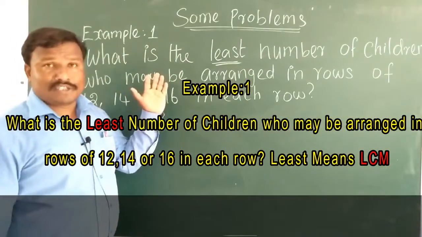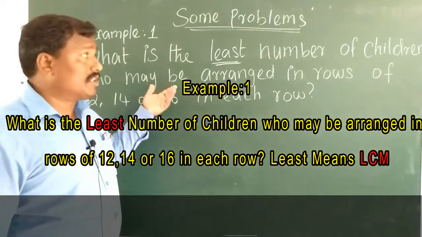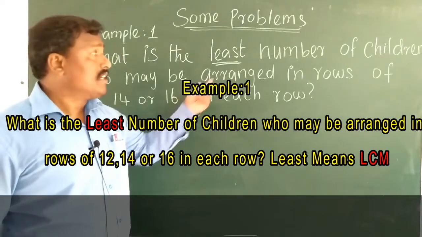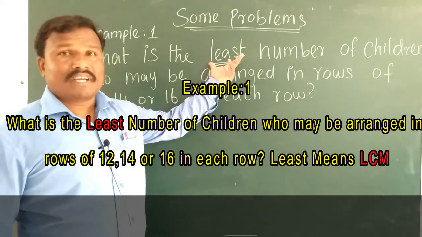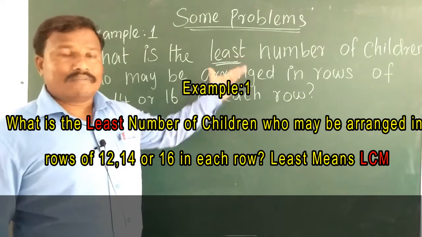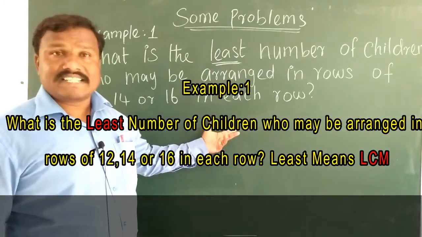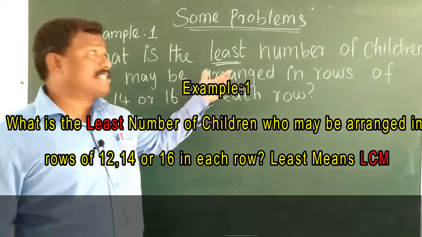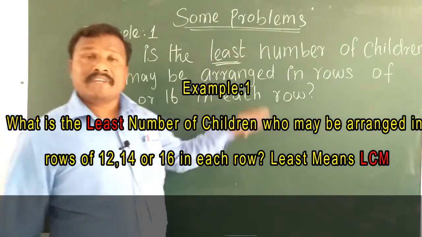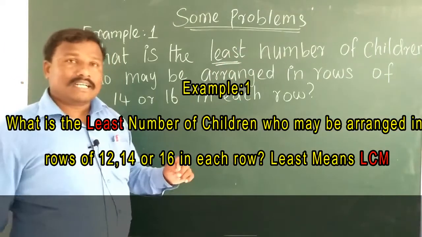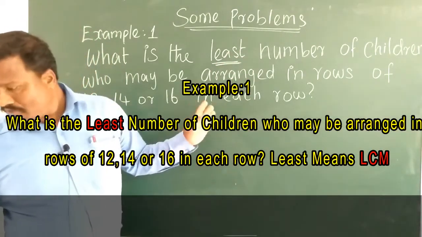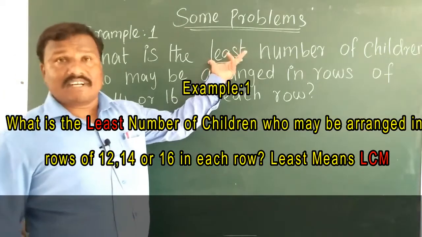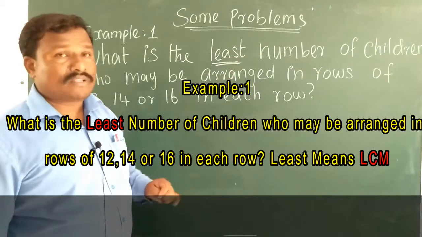First read the question 2-3 times. In that, particularly they mention some words: least, maximum. If the word least is there in the question, we need to find the LCM. In some other questions they ask maximum; if the word is maximum, for that kind of question we have to find the highest common factor, HCF. So here the word least is there, so we want to find the LCM.